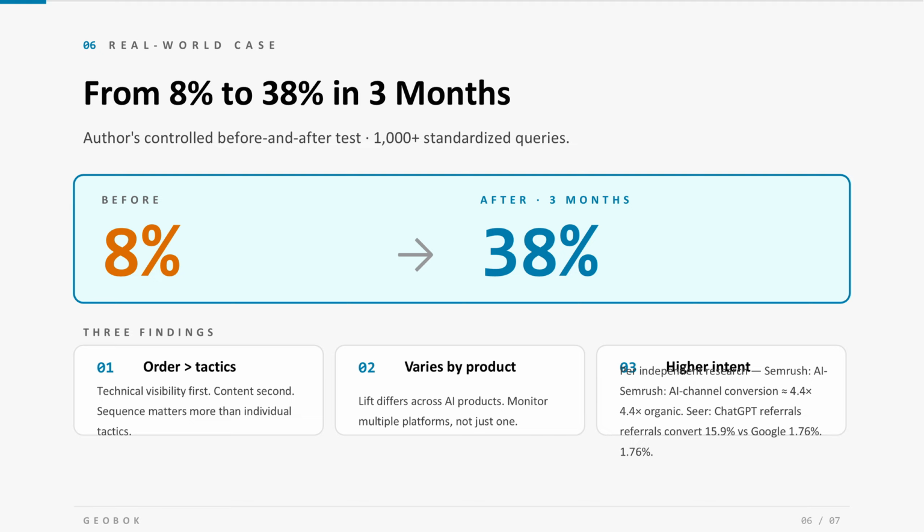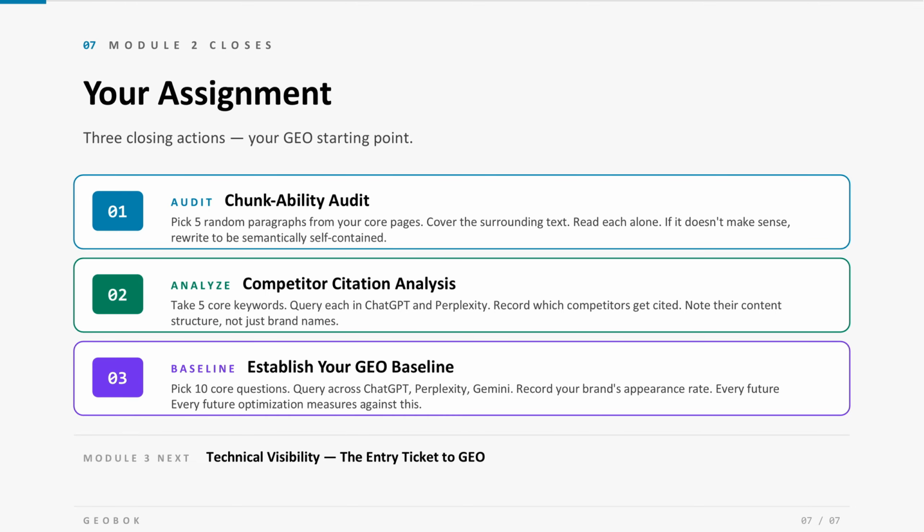SEMrush data shows AI channel conversion rates averaging 4.4 times organic search. Seer Interactive recorded a ChatGPT referral conversion rate of 15.9% versus 1.76% for Google Organic. AI channels are under 1% of total traffic today, but per visit intent is much higher. A specific test environment. The 8 to 38 figure isn't a guaranteed return for every industry, but the tactics are universal. Module 2 closes here.